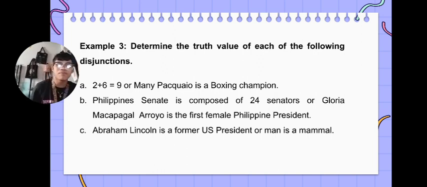Abraham Lincoln is a former US president or man is a mammal. Given both propositions, Abraham Lincoln is a former US president and man is a mammal, they are both true, thus the disjunction of the compound proposition is true.